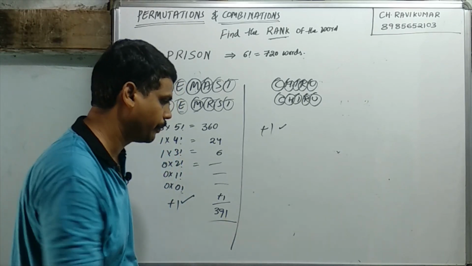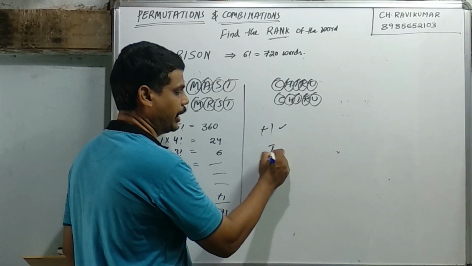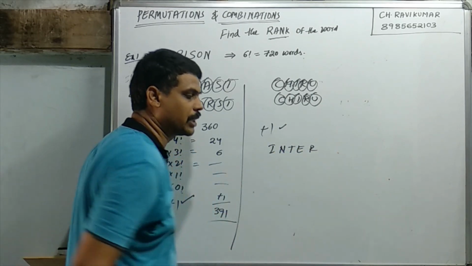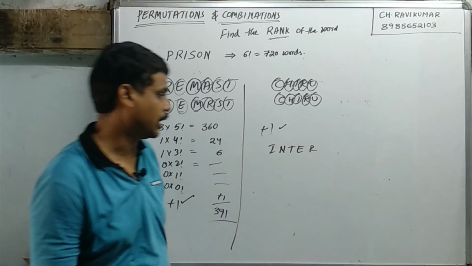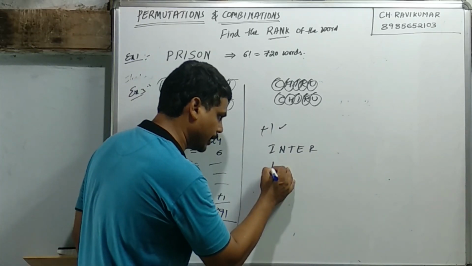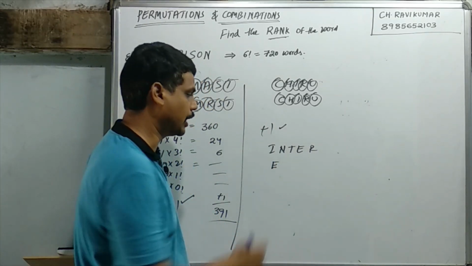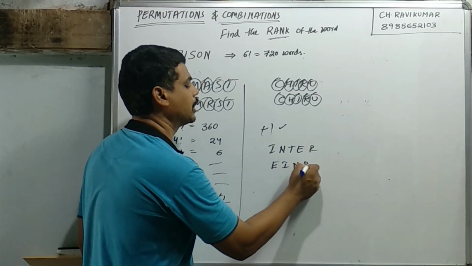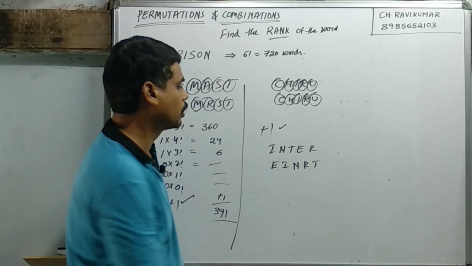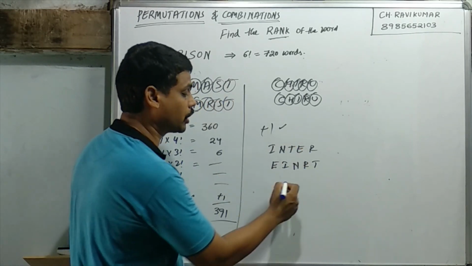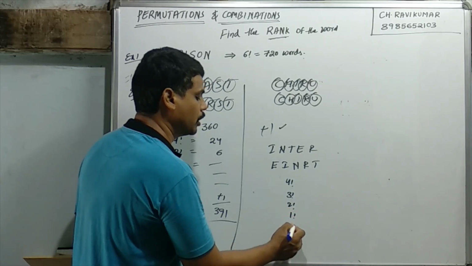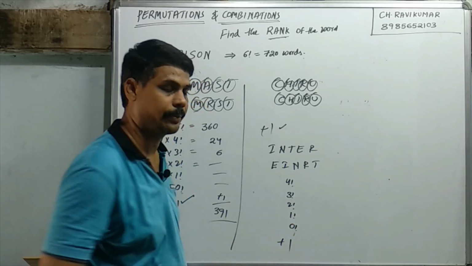And one more: INTER. First of all, you have to arrange it in alphabetical order: A, B, C, D, E, F, G, H, I, J, K, L, M, N, O, P, Q, R, S, T. So this is the order. Here only 5 letters are there, so you have to start with 4 factorial onwards: 4 factorial, 3 factorial, 2 factorial, 1 factorial, 0 factorial, plus 1.